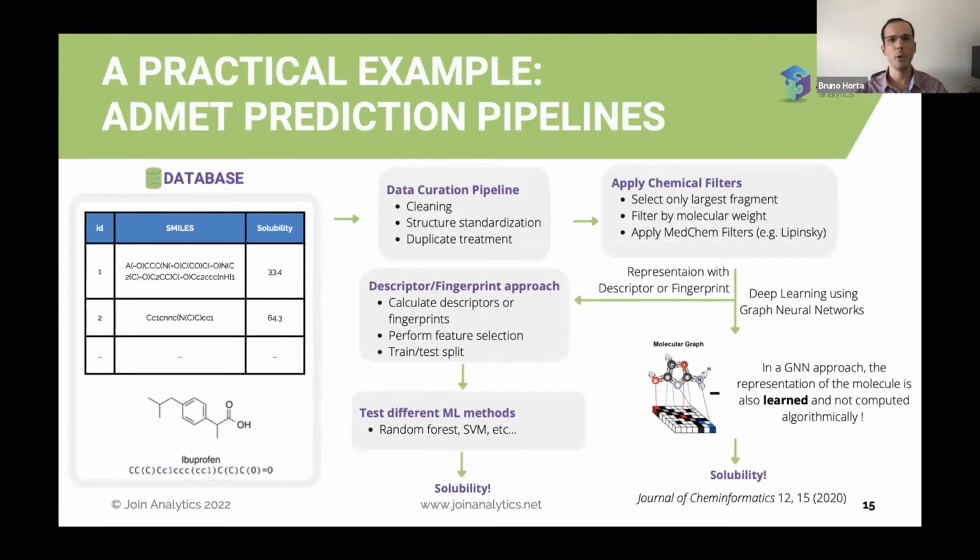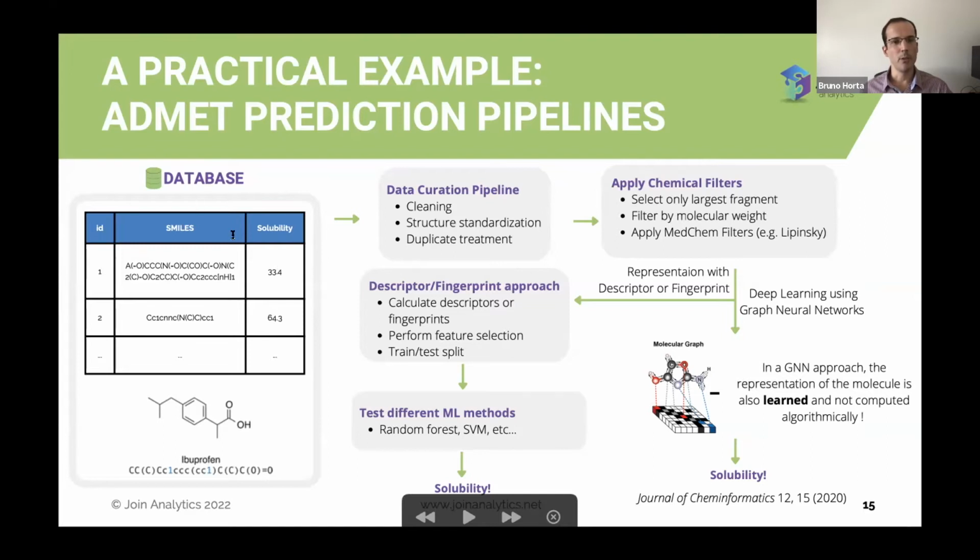Now I'm going to give you a practical example in more detail. So ADMET prediction pipelines. In pharmacokinetic property prediction, you can train models to learn how to predict those variables from the chemical structure. So here, if you have a database of compounds with, let's say, solubility values, for example, you can make a model to predict solubility.